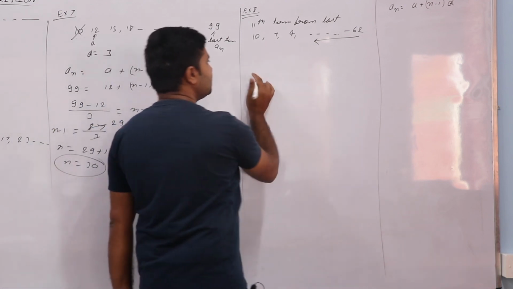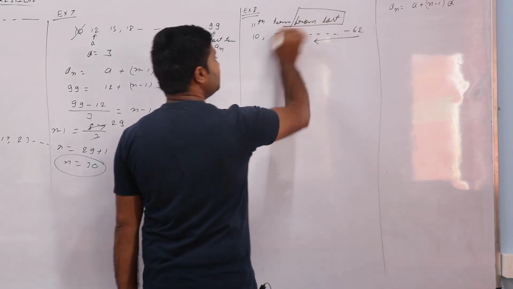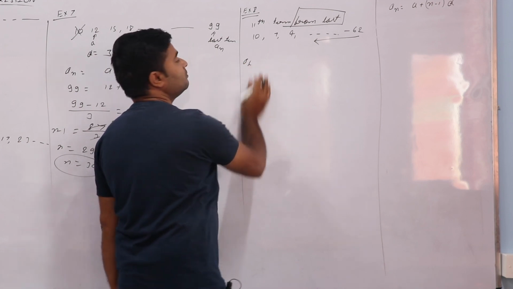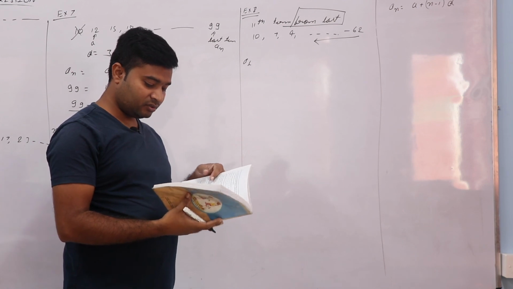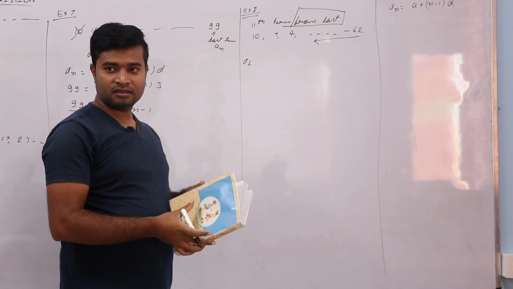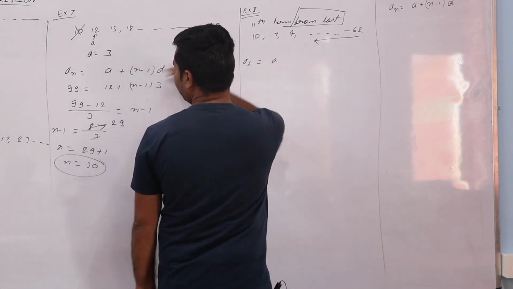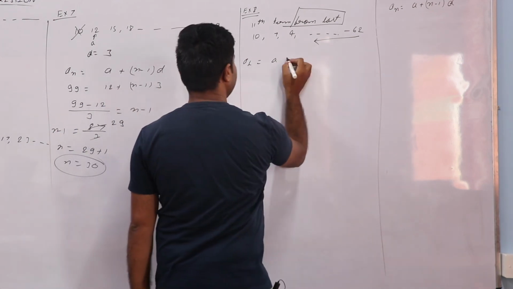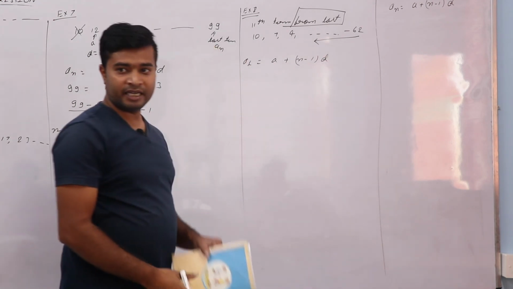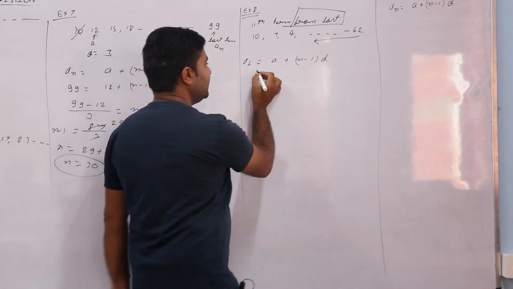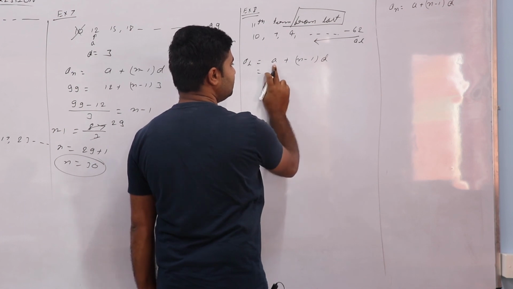Okay, now I'm writing this formula. Because it's saying from the last, we'll write AL, the last term. So AL, or L, is equal to A plus (n minus 1) into D. So this is your AL, the last term. Correct?